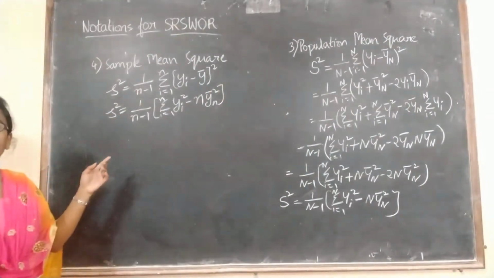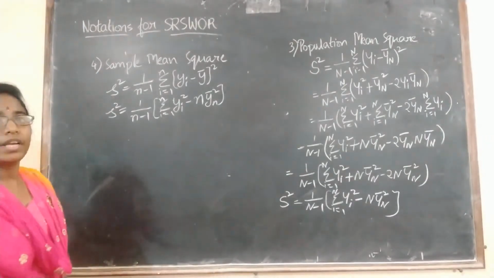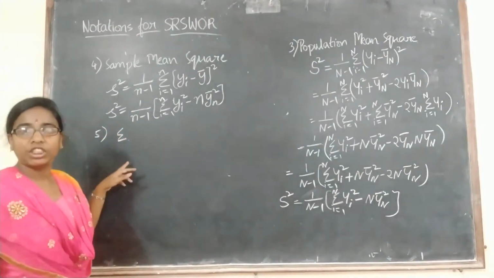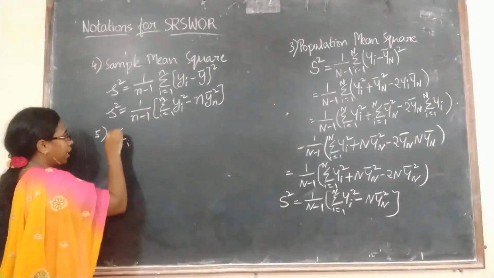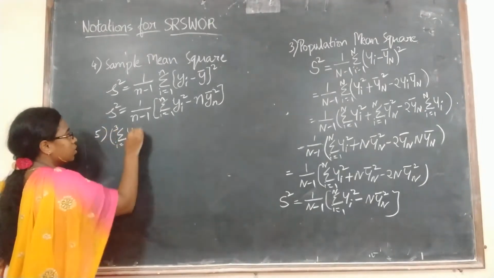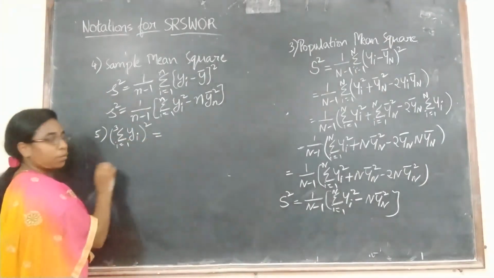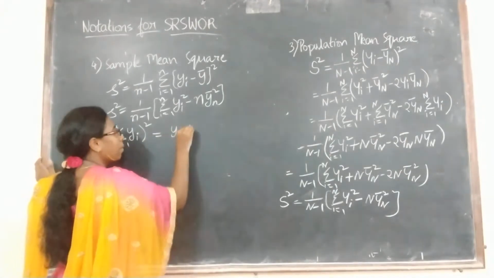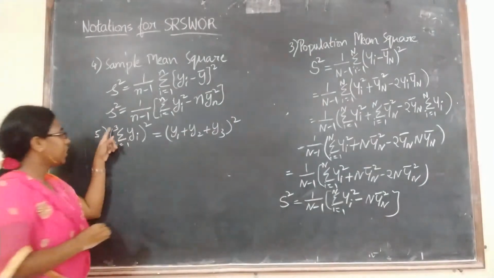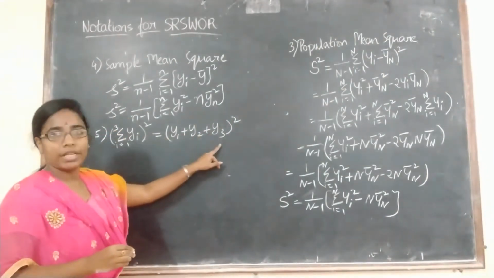So this is a simplified formula for the sample mean square. Next is, if you have summation i equals 1 to 3, I am taking an example, yi whole square. So if you have this term, summation i equals 1 to 3 yi, it means y1 plus y2 plus y3 whole square. So summation, it is ranging from 1 to 3. So you will write y1 plus y2 plus y3 whole square.